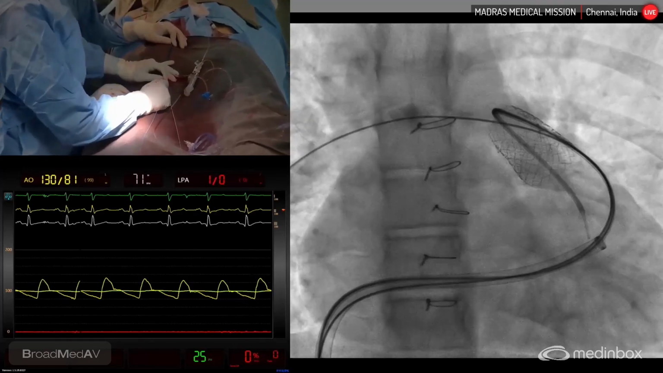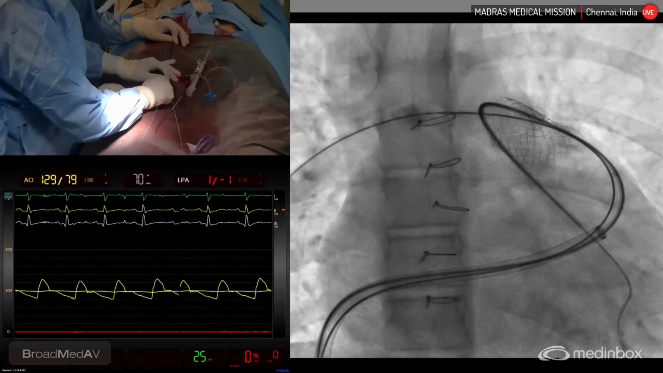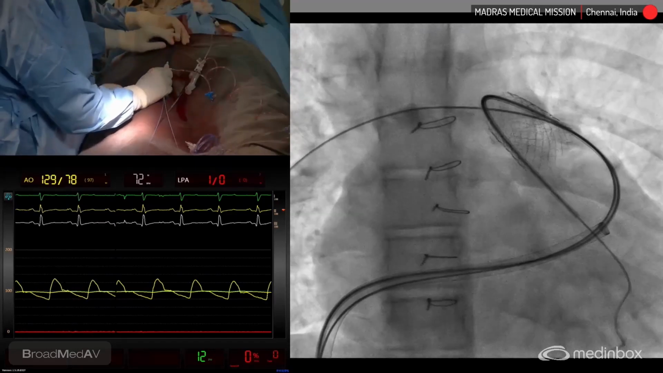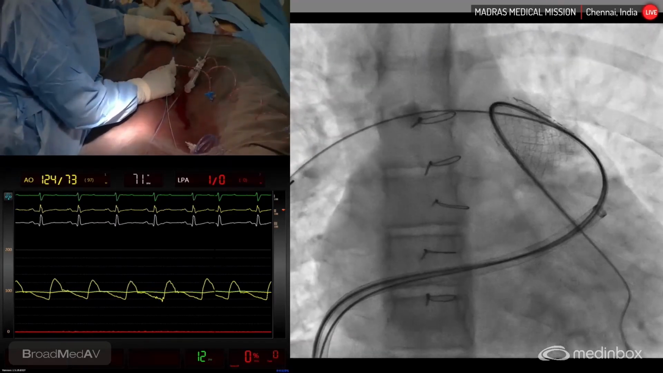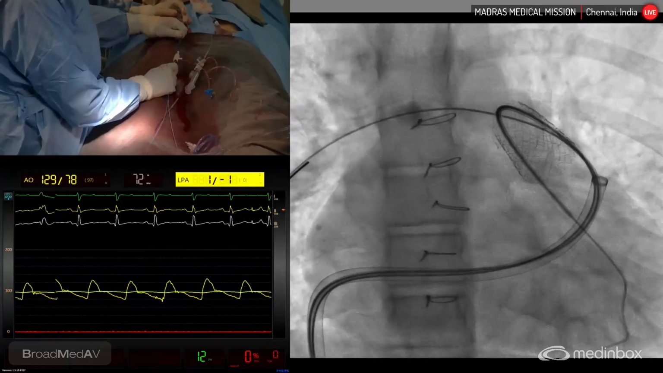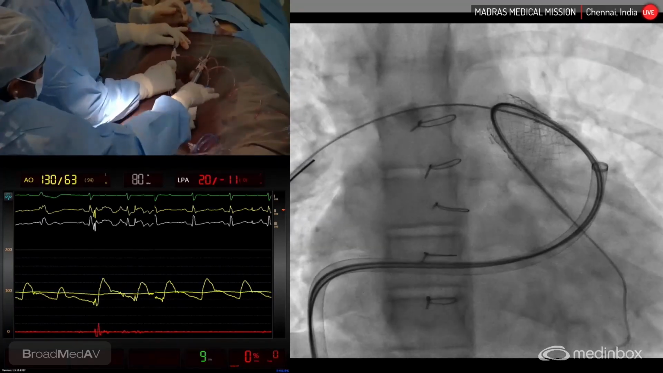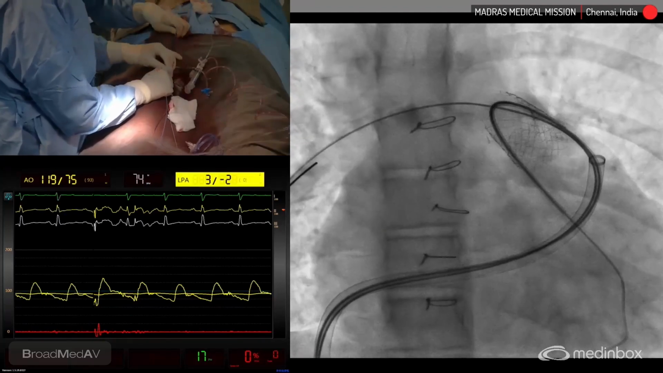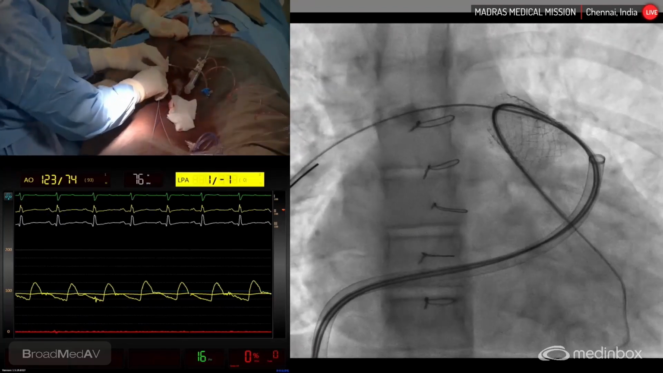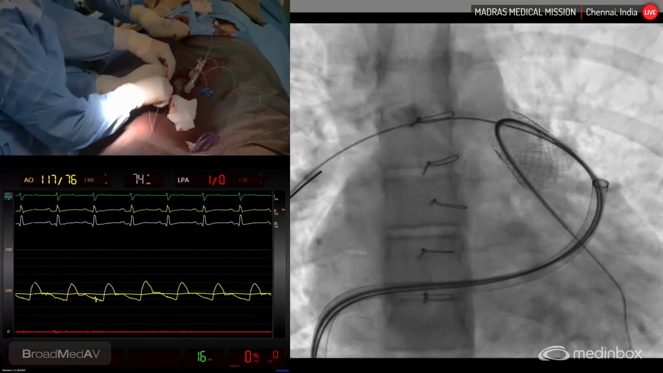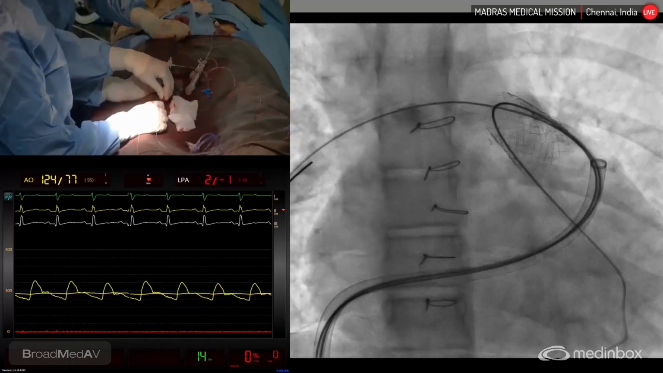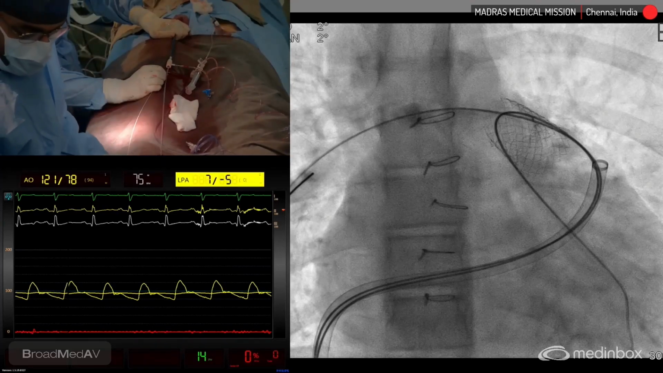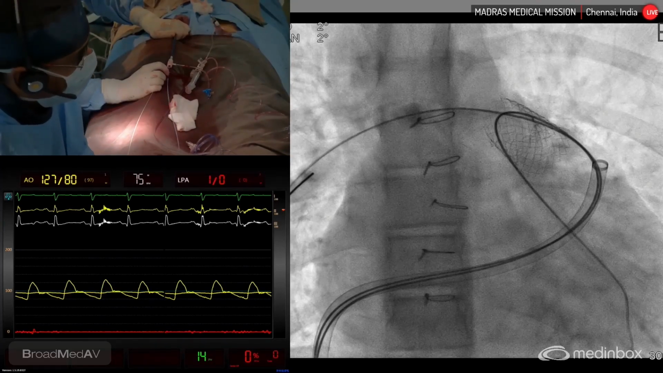So now I'm advancing the Amplatz Super Stiff wire also deeper. So over both these wires now I'm trying to get the sheath closer to the stent. Now we are holding it there. Hold the Lunderquist wire. Now we will take that 7 French long 90 centimeter sheath.